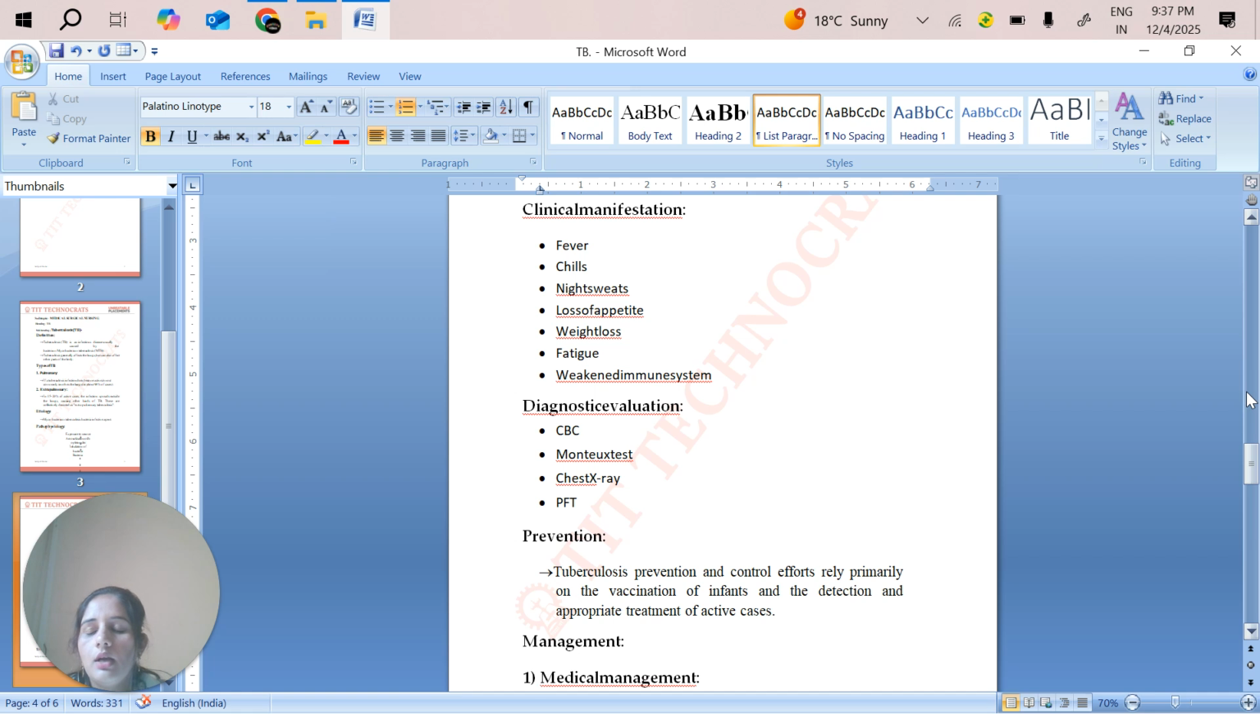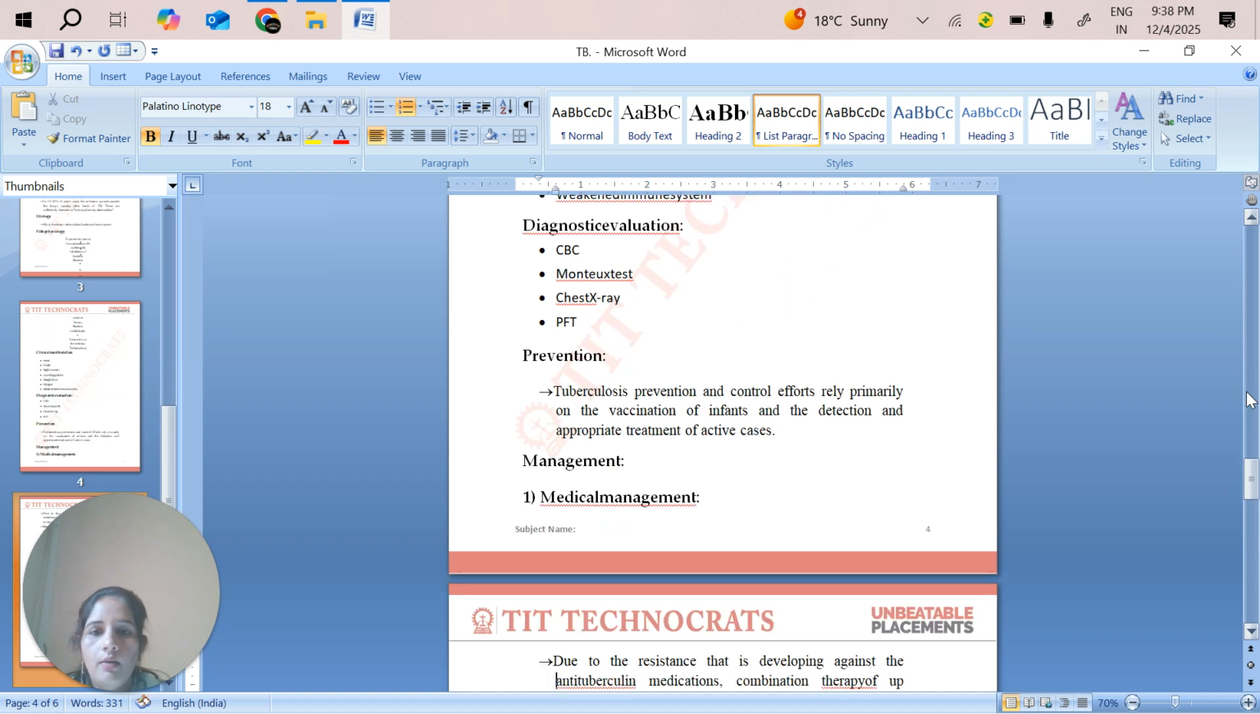CBC, which means complete blood count, will be done. Next one, Mantoux test, tuberculin test. These tests detect tuberculosis. Next one, chest X-ray, PFT, pulmonary function test. Next one, prevention.